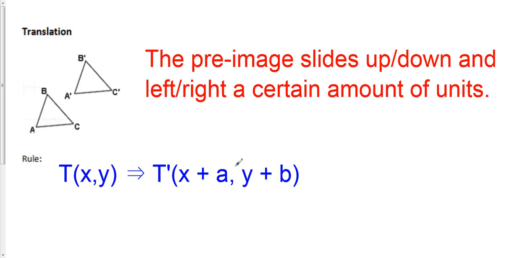Now, if what you're adding is negative, that would mean if you have a negative right here, you're going left. If you have a negative right here, you're going down. If this is positive, we're going right. If this is positive, we're going up. So this is your left and right. This is your up and down.